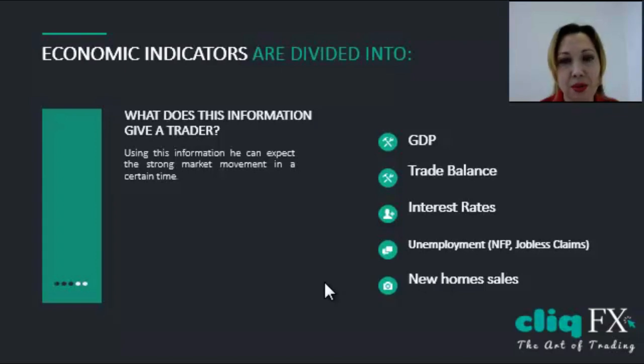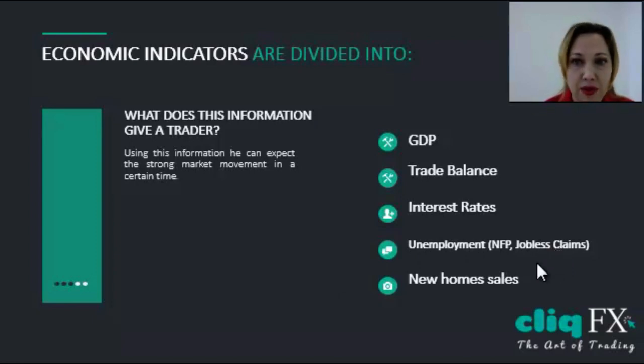Next, unemployment. Subdivisions of unemployment are non-farm payrolls and jobless claims. It's such an important indicator that it has a certain date and time of its release. You can find it in the economic indicator calendar on the first Friday of every month in the evening. They follow one after another.